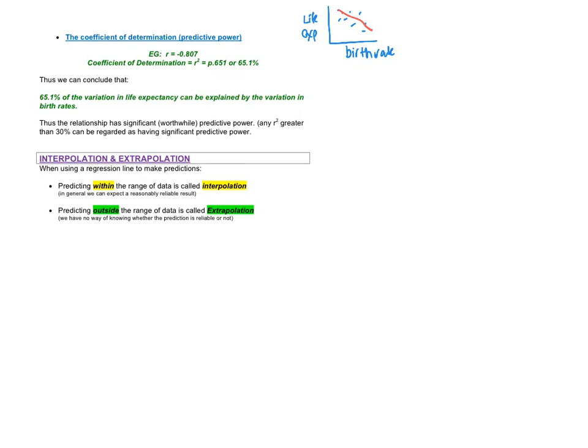So they then work out the R squared value, and remember we can change the R squared to a percentage. It ended up being 0.651, so we changed it to 65%, and then I can use my R squared blurb. It tells us that 65.1% of the variation in, and remember you have to fill this in and write the response variable, can be explained by the variation in birth rates. This is where you put your EV.